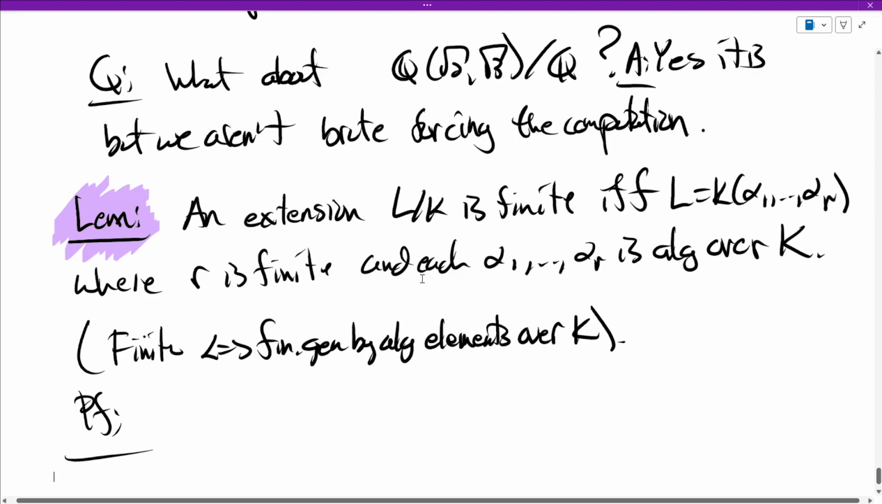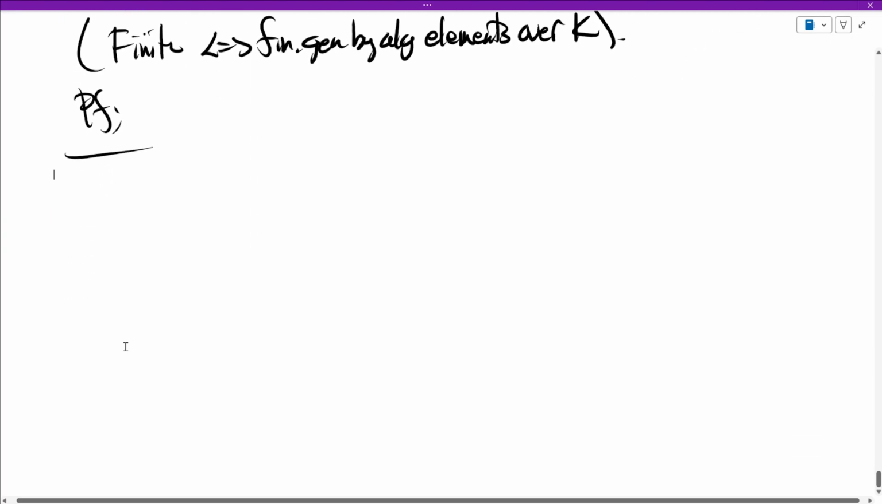So it's not necessarily true that algebraic extensions are finite, but if you're finite, you have to be algebraic and generated by finitely many elements; conversely. Okay, there are algebraic extensions that are not finite, and we'll probably see an example of that in class. All right, so let's prove it.